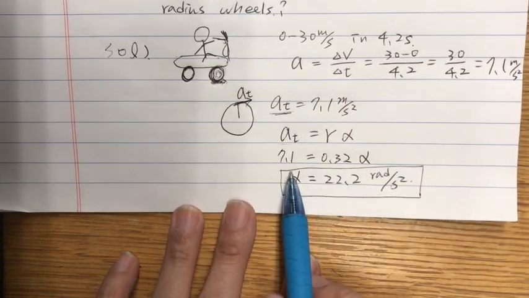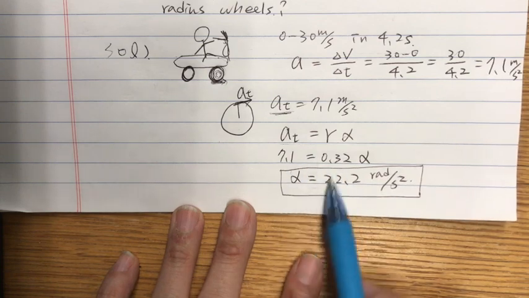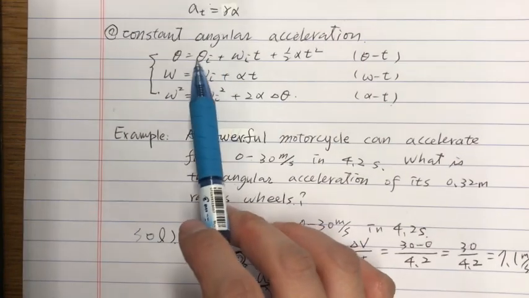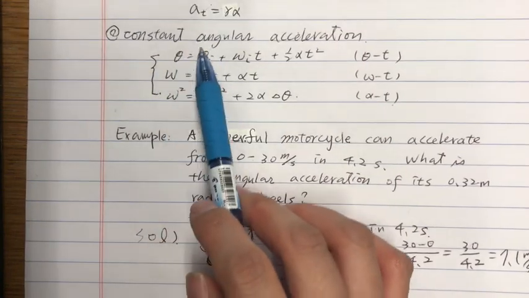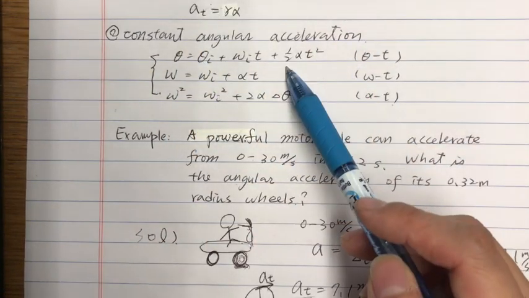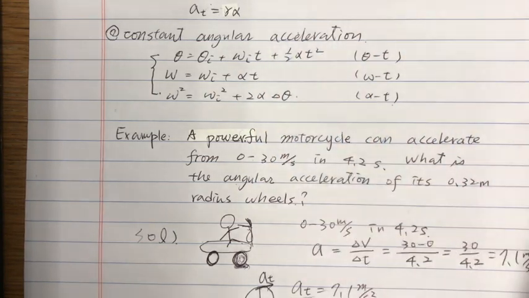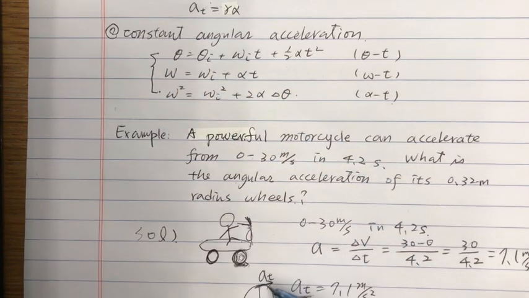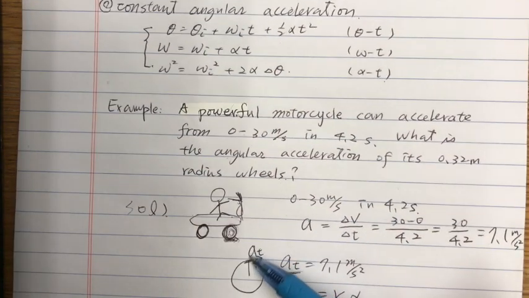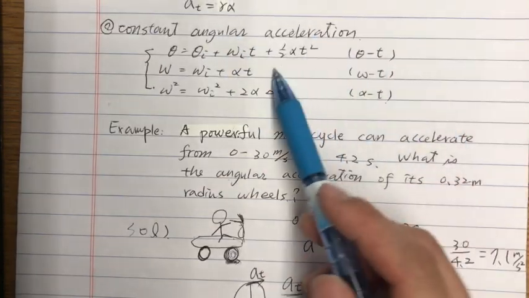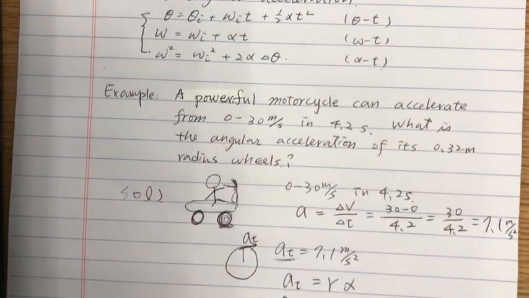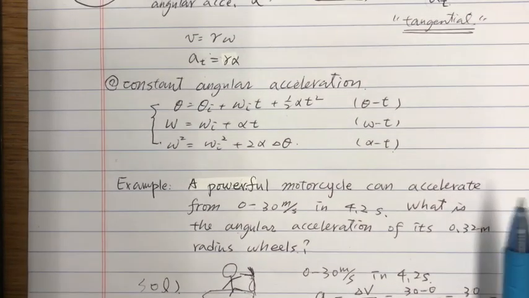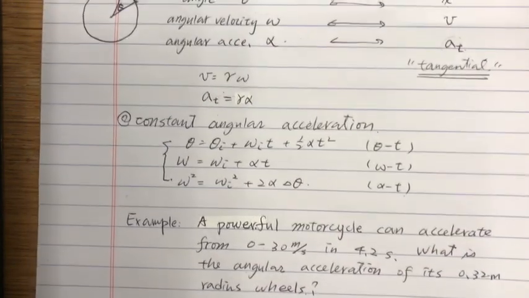Now with the information of angular acceleration, we can start to ask, how much angle will it travel after 10 seconds? We can ask what the angular velocity of this wheel is after 10 seconds or so. Then starting from here, we can ask a lot of kinematics questions.